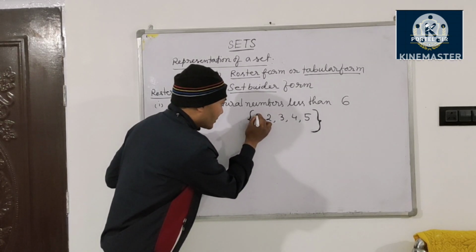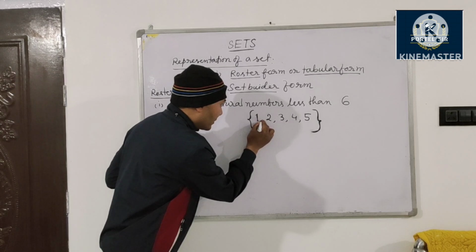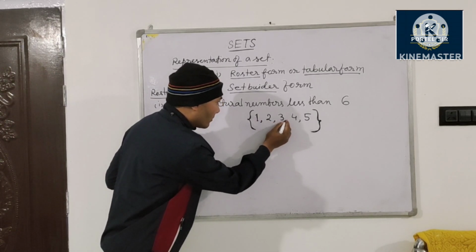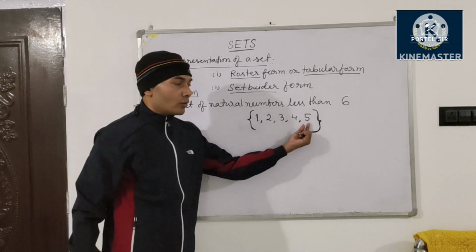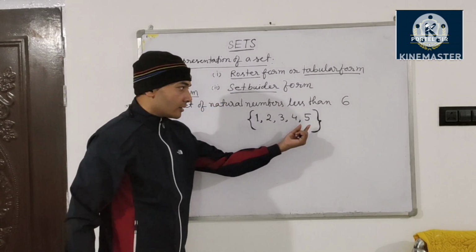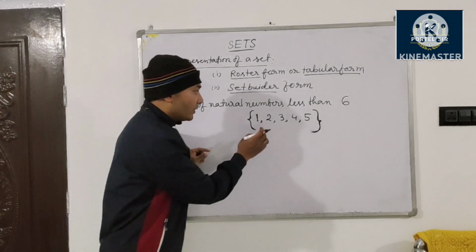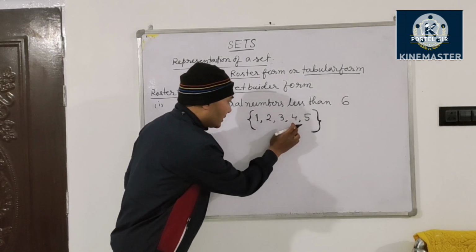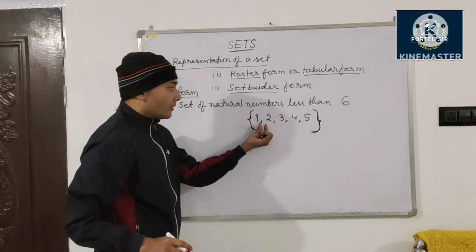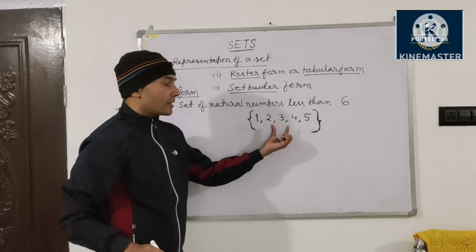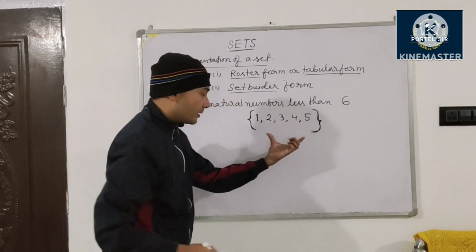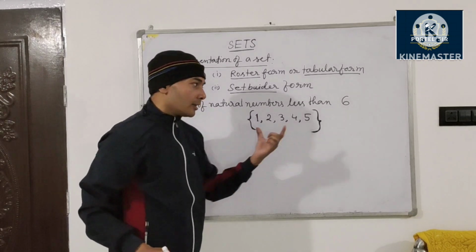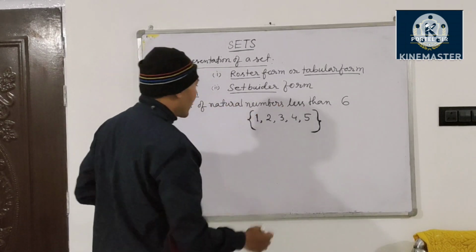And these elements are written separated by commas. Can you see the commas? 1, comma, 2, comma, 3, comma, 4, comma, and finally no comma. Only commas in between the elements. All the elements are separated by commas and written within curly braces. Otherwise we can use second bracket.